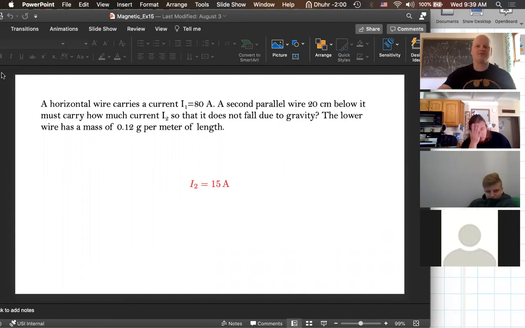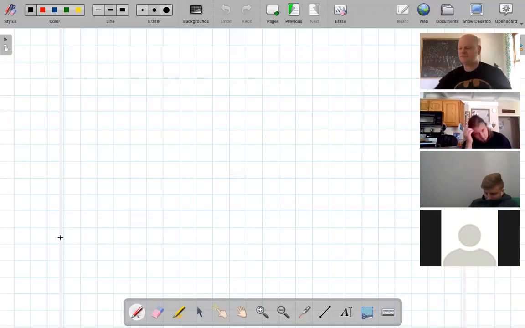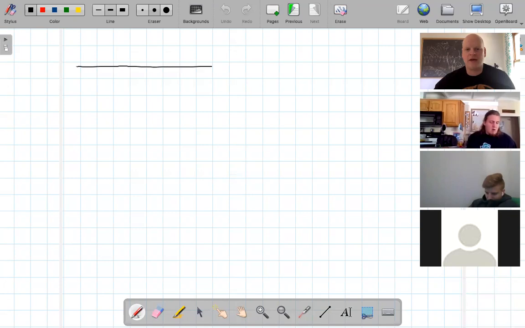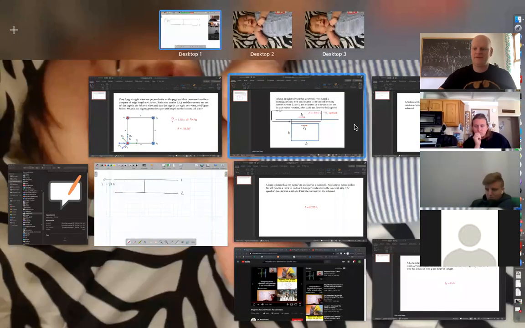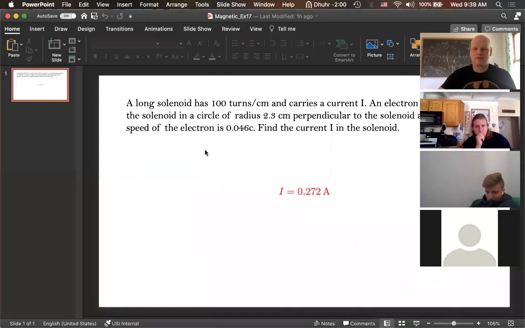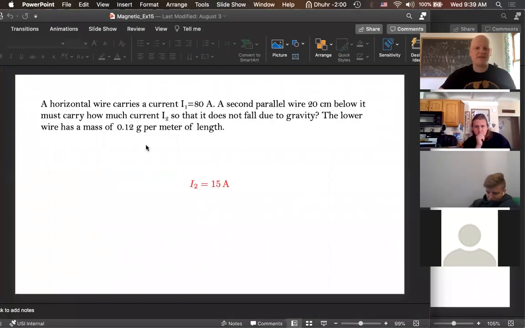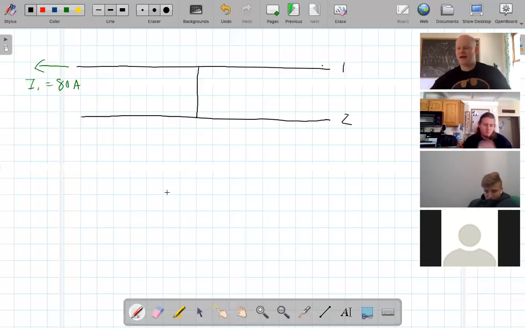Okay, so let's draw our picture of what's happening here. Good. So we have one wire on top. So here's my wire on top. This guy is carrying current. Let's say it's in this direction, I1, which is equal to 80 amps. Below that, we're going to have a second wire. So this is wire number 1, and wire number 2 is going to be here. And what we're told is that these two wires are separated by 20 centimeters. So these are distance d equal to 20 centimeters away from each other.